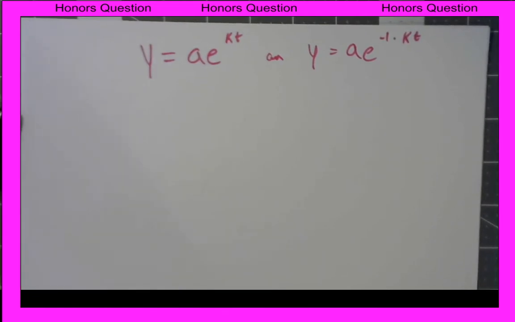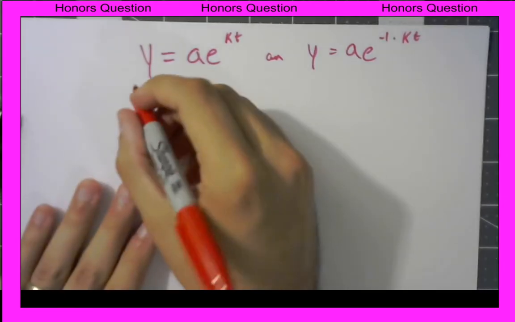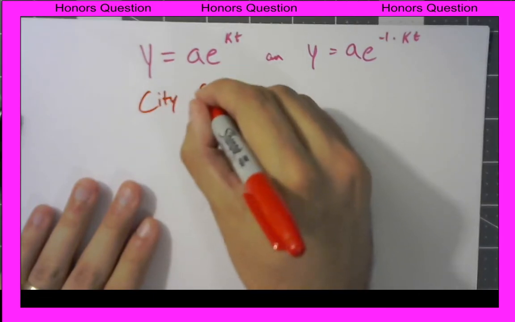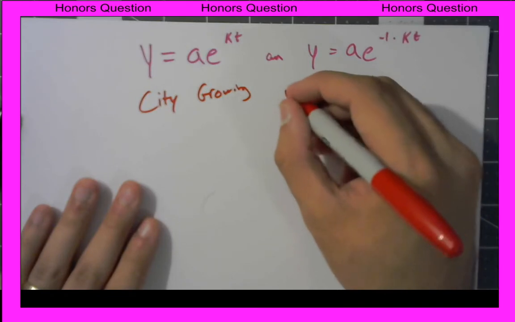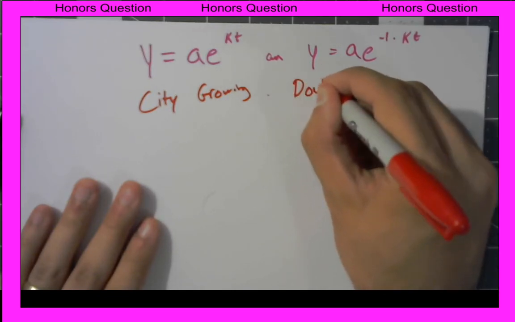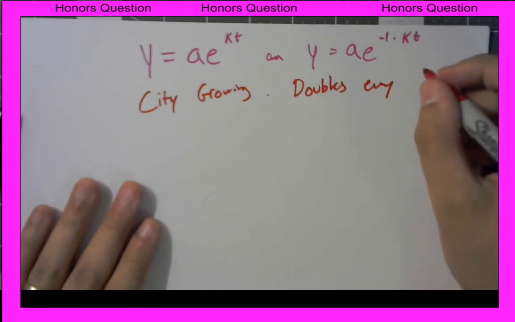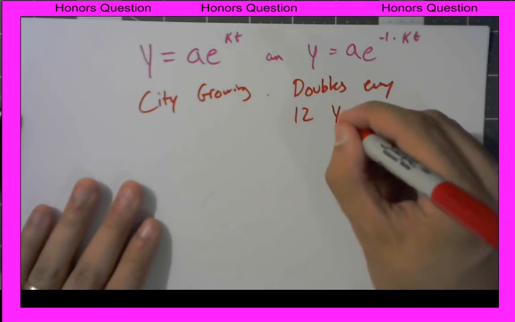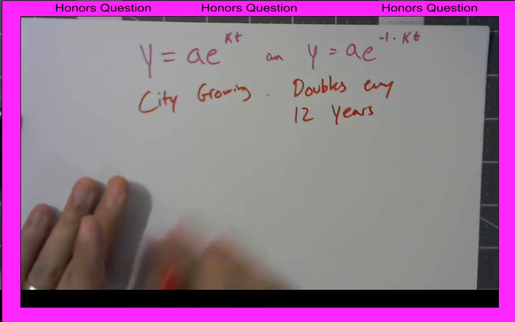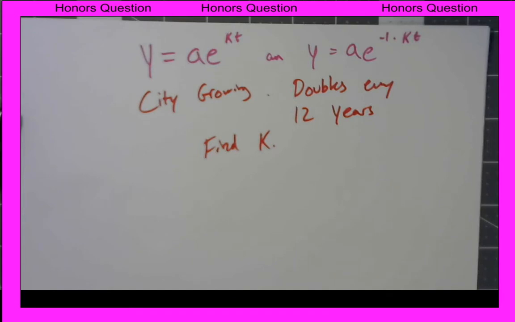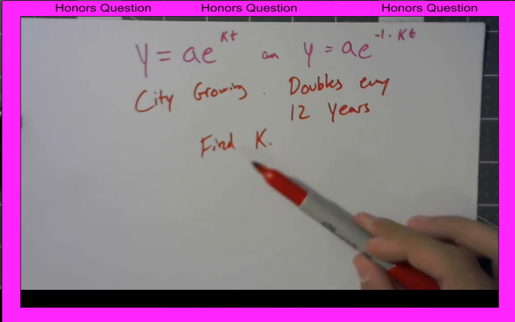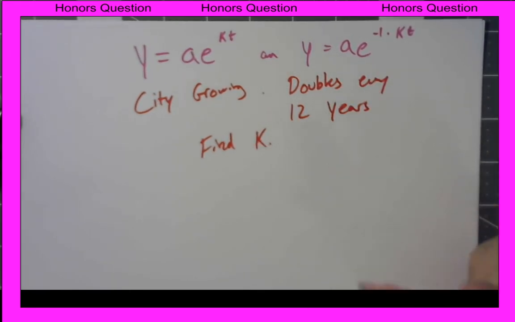So let's say we have a city we're growing. Let's say it doubles every 12 years. Doubles every 12 years. Find k. If I want you to do this on the exam, it'll probably just be finding k and not using it. So we're just finding k. We have something that's growing, it's doubling every 12 years. And that's actually everything we need to know.